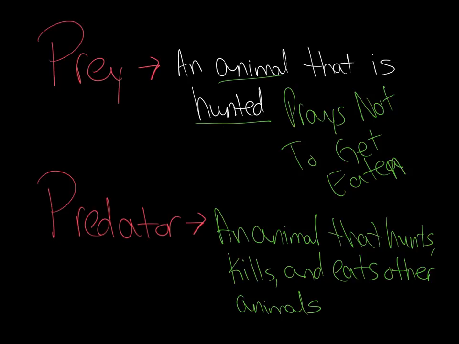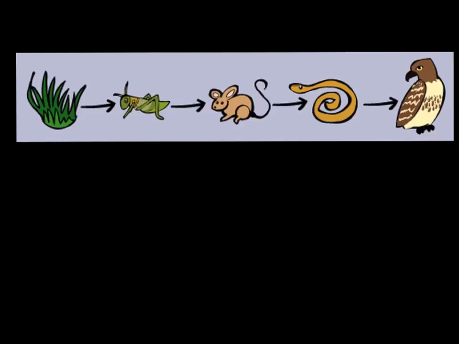So now let's take a look at the exact same food chain we had before. This time we're going to label each organism as either prey or predator, but the key word here is that both have to be animals. So once again, we start with our grass, but because our grass is not an animal, it's neither prey nor predator. So this is just going to remain as only a producer, which we know also as an autotroph.